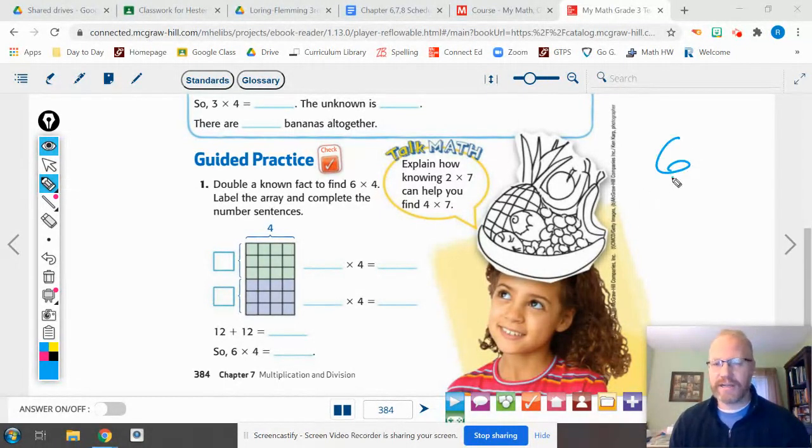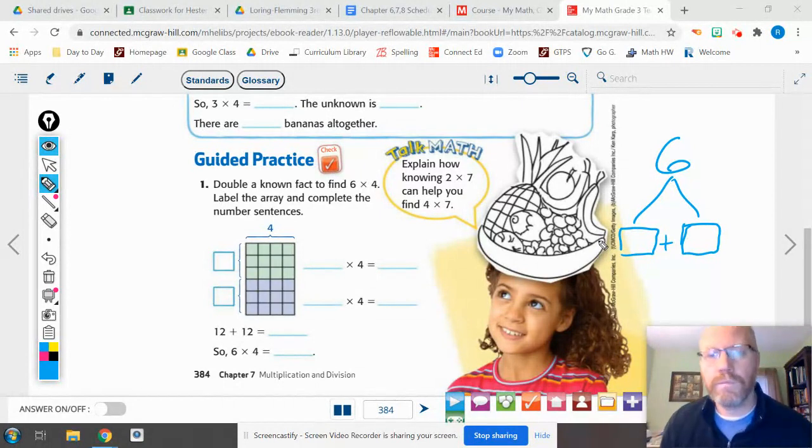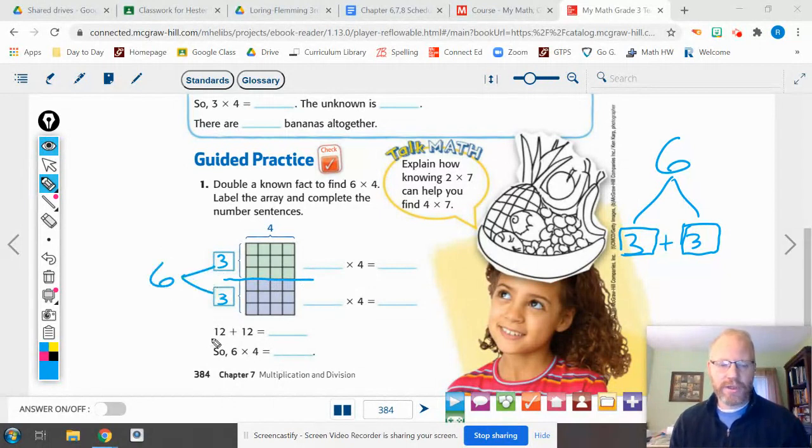The bigger number is 6. Can you break that down into 2 numbers that add up together and are the same number? What number is the same and added together makes 6? 2 plus 2? No. 1 plus 1? No. 3 plus 3? Yeah. All right. So 3 plus 3 equals 6. Since 3 plus 3 equals 6, we're going to put 3 and 3 here. As you see, we've broken down 6 into 3 plus 3.